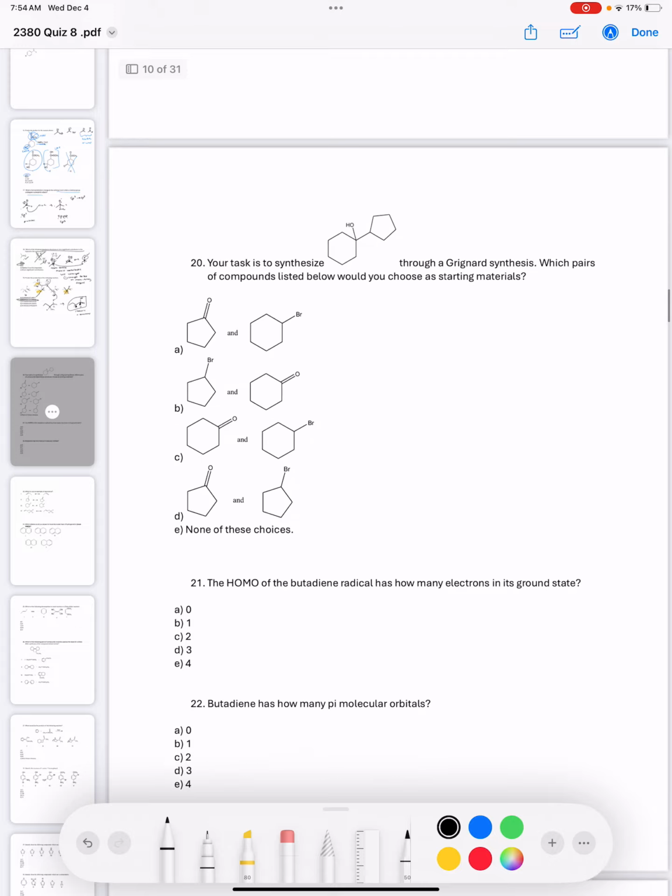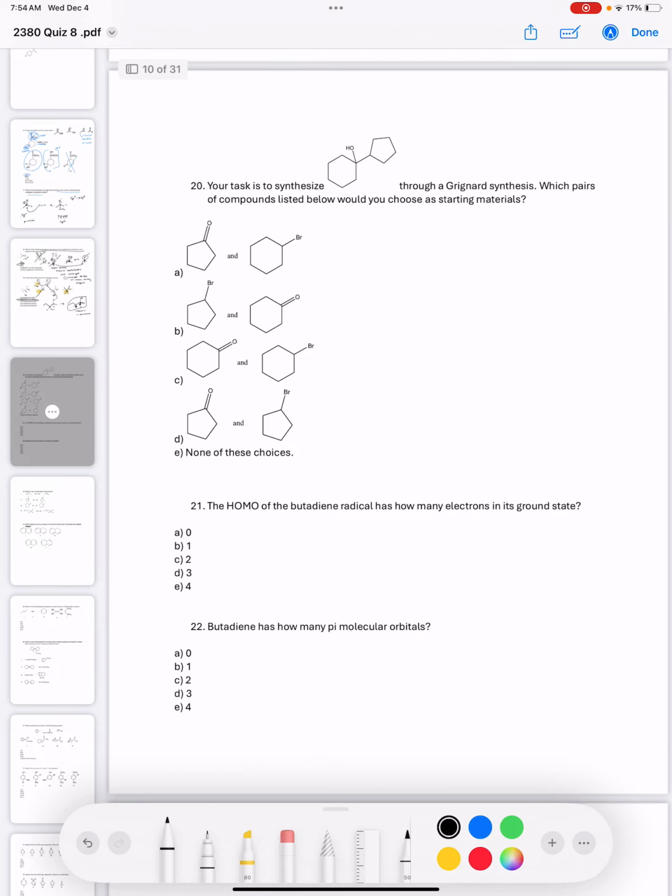Okay, question 20. Your task is to synthesize this molecule through a Grignard synthesis. Which pairs of compounds below would you use as starting material? So, first of all, Grignard, if you have a bromine, you're going to put magnesium in. And then it's going to become negatively charged right there. It's essentially just a negative carbon right there where the bromine had been attached. And then that acts as a good nucleophile, so it will attack.